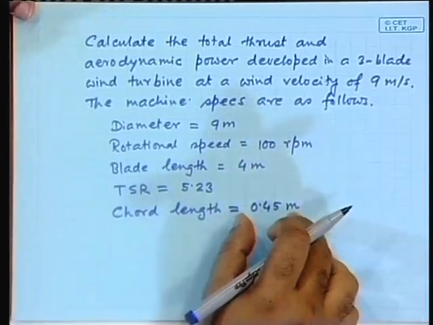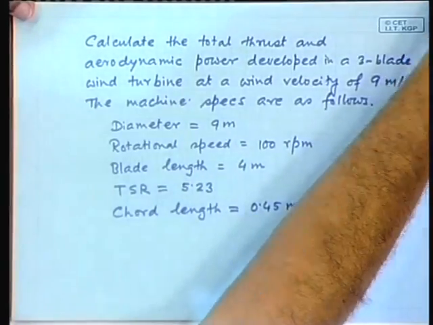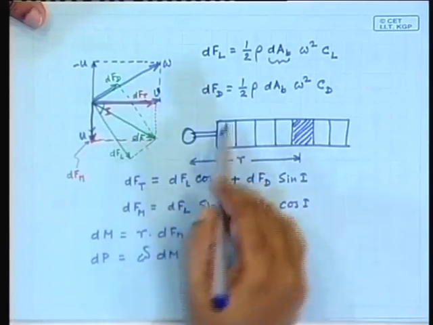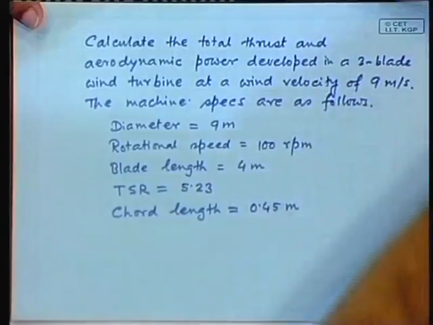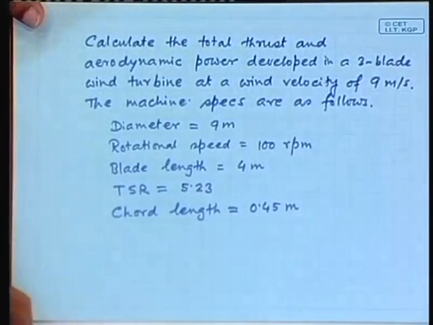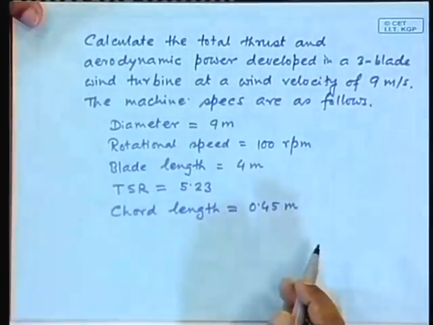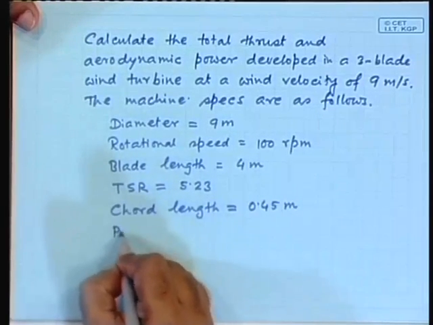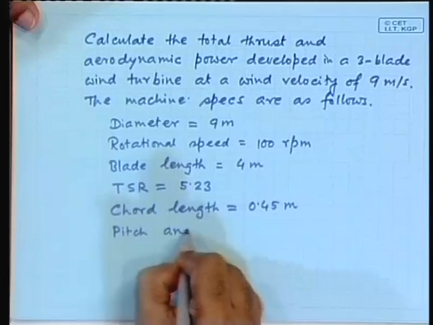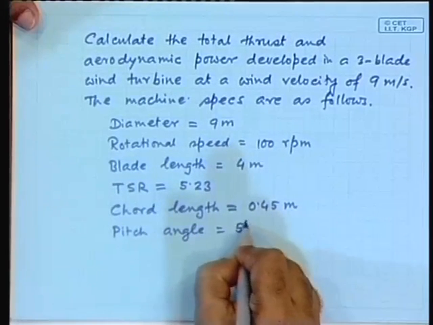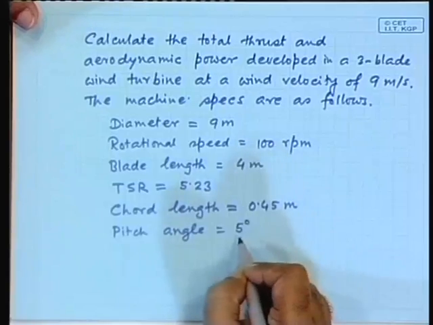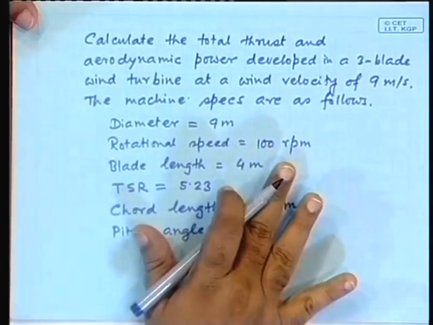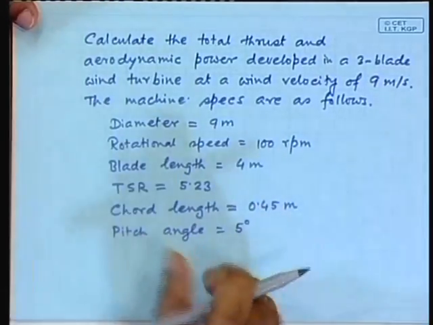Chord length: assume that it is uniform through the blade. So, the blade is actually something like this. The chord is this and that is uniform through the blade. Later we will learn that it is actually not made in that way, but presently let us assume for the sake of simplicity that the chord length is uniform. Pitch angle, degree. Again, we assume that is uniform through the blade presently for solving the first problem. Later, we will see that it could also be variable.